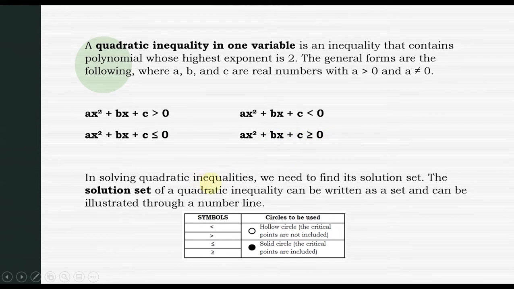In solving quadratic inequalities, we need to find its solution set. The solution set of a quadratic inequality can be written as a set and can be illustrated through a number line. Remember, if you're going to use the symbol less than or greater than, you're going to use a hollow circle, and it means the critical points are not included. While if the given inequality is less than or equal to, or greater than or equal to, then you're going to use a solid circle. The critical points are included.